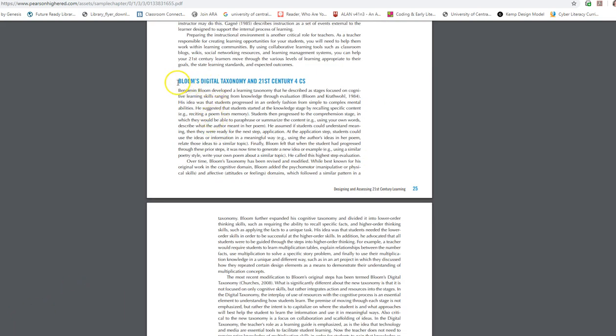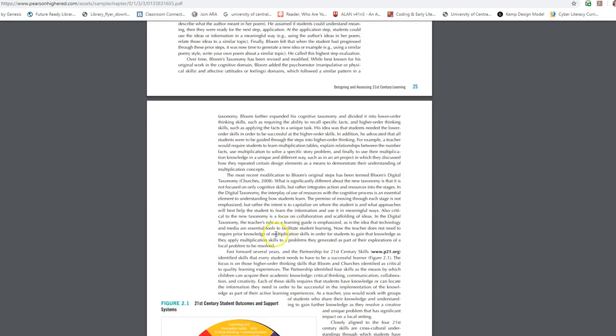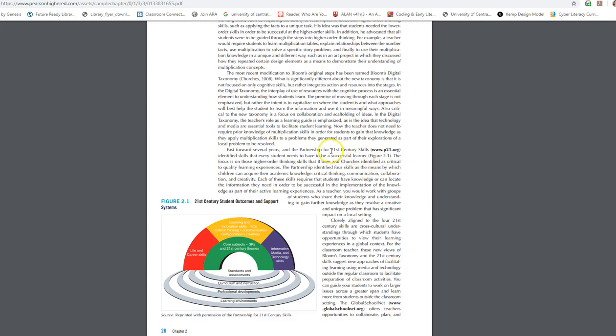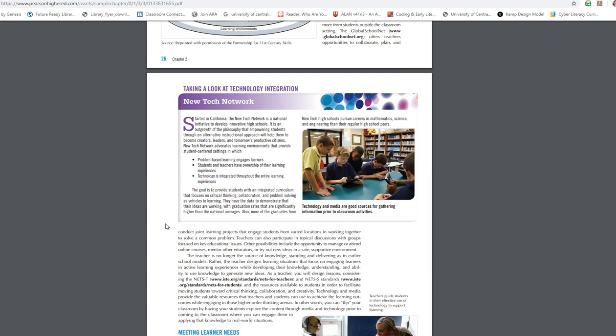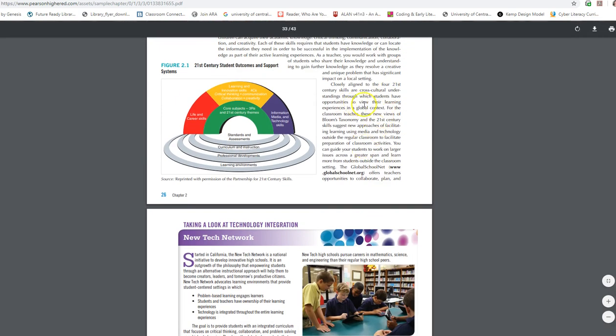I would definitely recommend reading through the Bloom's Digital Taxonomy and 21st Century, the 4 C's. Unfortunately, the Partnership for 21st Century Skills website is no longer available. It was a fantastic resource that really showed teachers how to collaborate and plan and develop 21st century digital learning opportunities for their students to really embrace technology. But like I said, that one is no longer available.